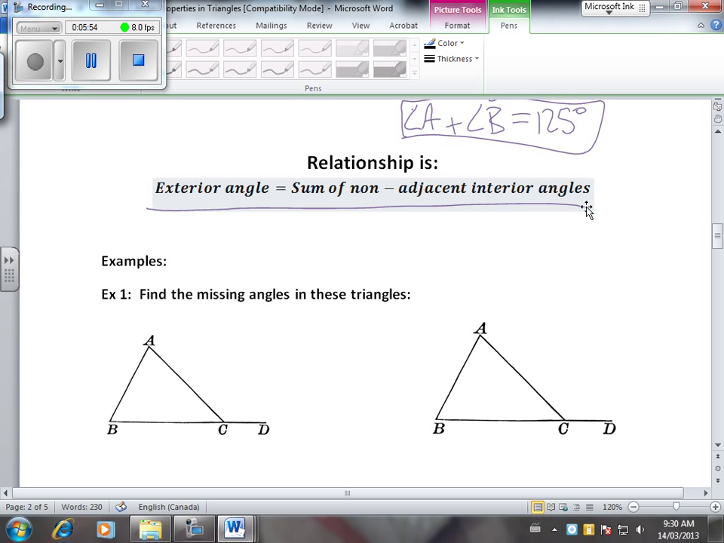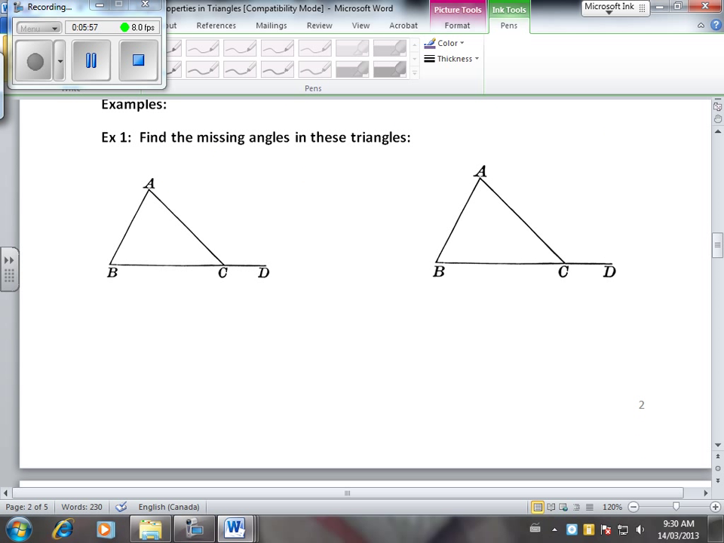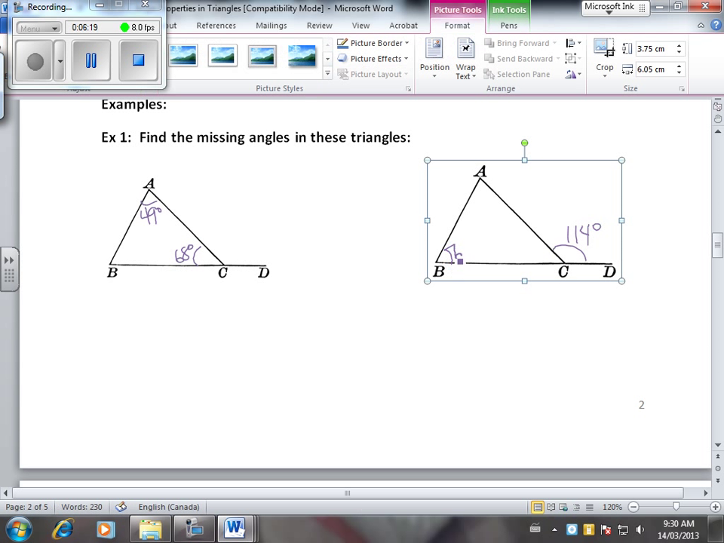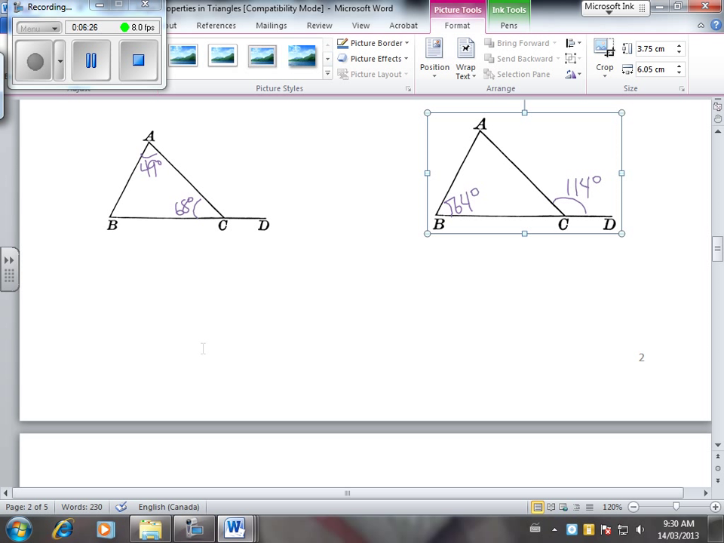So let's do an example. If we want to find the missing angles, I'll give you, here I will do 68 degrees, and here I'll give you 49 degrees. Okay, and then here I'll give you 114 degrees and 64 degrees. Okay, so we're going to work through the first example together, and then the second example, I want you to pause the video, try to work through it yourself, and then come back and check your answer.